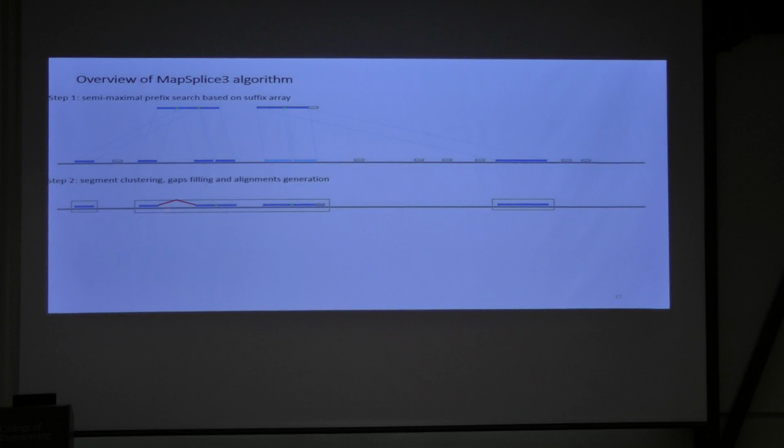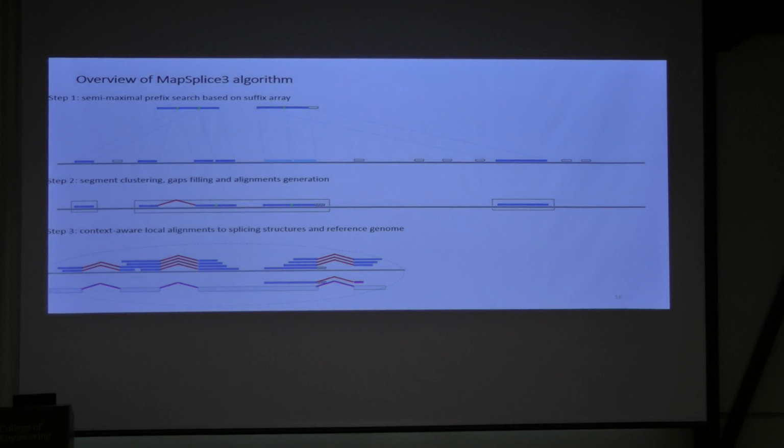In the next step, the segments will be clustered based on their mapping positions on the reference genome, and the gaps between each two neighboring segments will be filled. The gap could be a mismatch, an insertion, a deletion, or even a splice junction. So here, each candidate cluster can be considered as a candidate alignment for the whole read sequence. As we can see, most of our read sequence has been mapped after this step, but there could still be some short segments that stay unmapped, like this one.